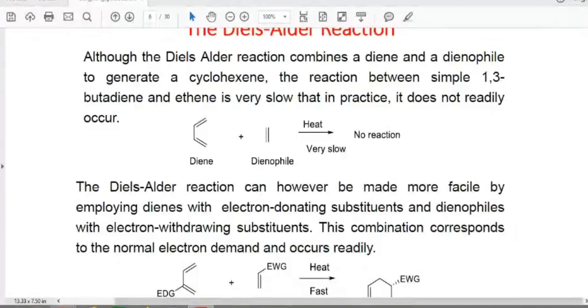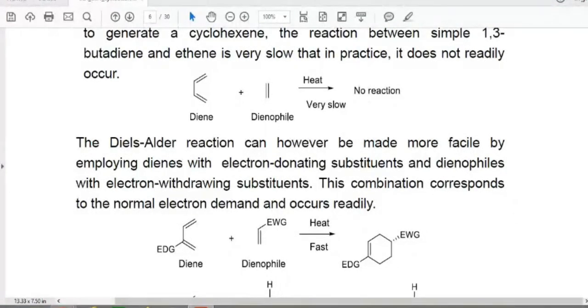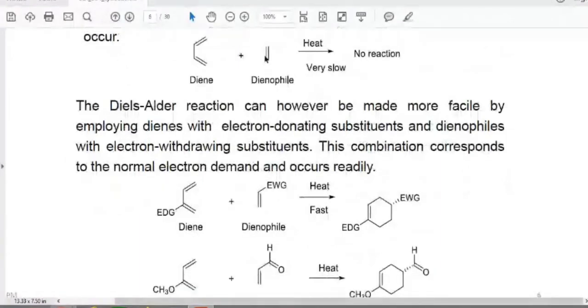Although Diels-Alder reaction combines a diene and a dienophile to generate a cyclohexene, the reaction between simple 1,3-butadiene and ethene is very slow in practice. But Diels-Alder reaction can be made facile by employing dienes with electron donating substituents. So this is our diene. Our original diene and dienophile won't react rapidly. They react very slowly. But what is important here, we can obtain a facile reaction by selecting a diene with an electron donating group, whereas the dienophile has an electron withdrawing group. In doing so, we can make the reaction facile and fast.